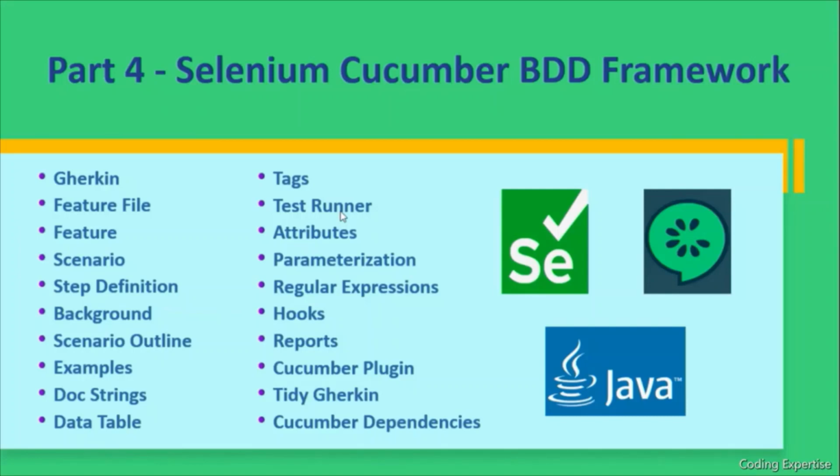The other one is parameterization. This we have already seen. When we want to run the same scenario with different sets of data, then we can go for scenario outlines with examples keyword to perform data-driven testing. The next one is the smaller one, but it's a good one. Regular expression. It's just a pattern that describes the portion of text.